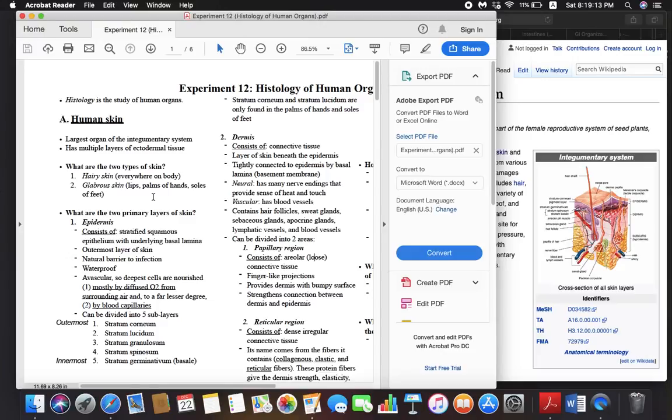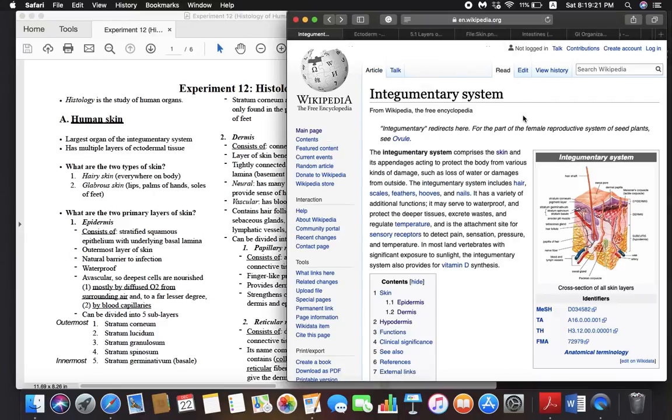First of all, we're going to begin with human skin. We need to know that it's the largest organ in the integumentary system. The integumentary system, we don't need to know what it is actually, but just for clarification, it's the skin and all the appendages that are around it, such as hair and nails, and the hypodermis as well, which act to protect the body from various kinds of damage. So that's the integumentary system.